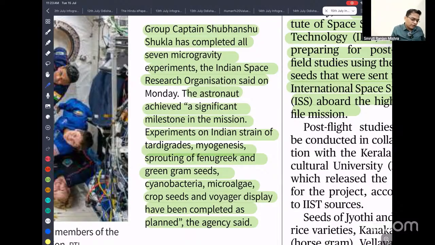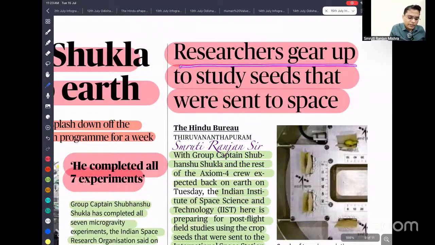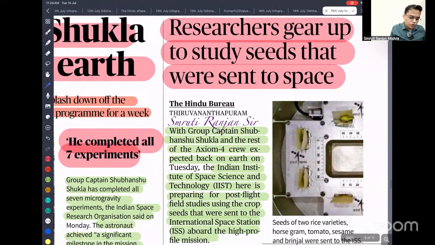So we can cultivate microalgae in space that can act as a source of food, oxygen, and fuel. We are planning to do all these things. Researchers gear up to study seeds that were sent to space. We sent certain seeds to space along with our astronaut Shubhanshu Shukla ji.